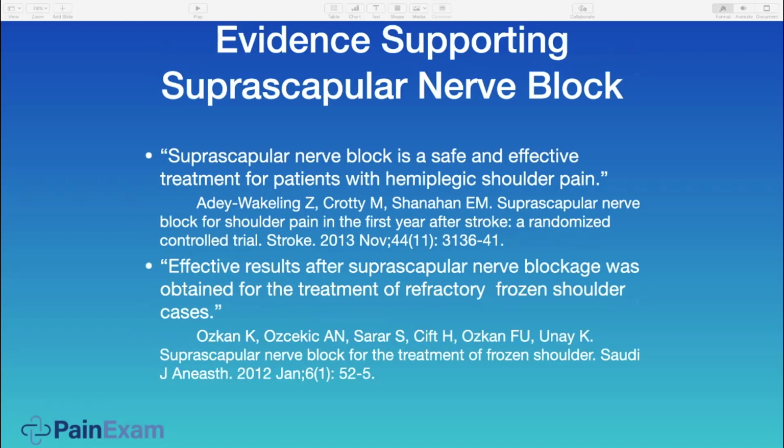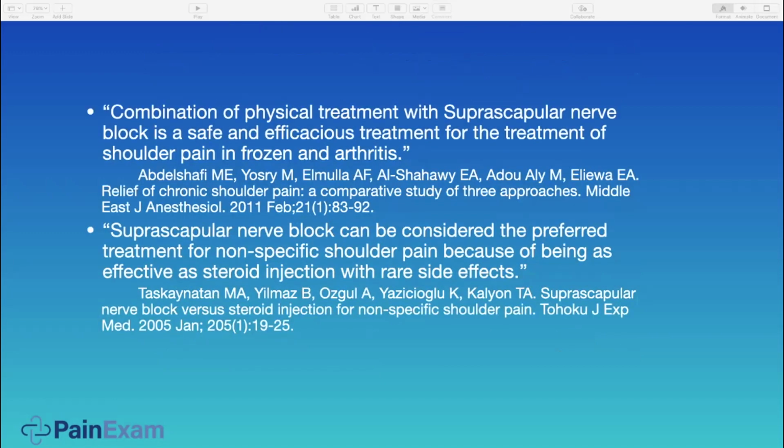So this is just evidence to show the suprascapular nerve block is safe and effective. They're using it for hemiplegic shoulder pain. They're using it for frozen shoulder. I've seen wonders with frozen shoulder. Suprascapular nerve block, go to physical therapy or get manipulated under anesthesia, and it works really well.